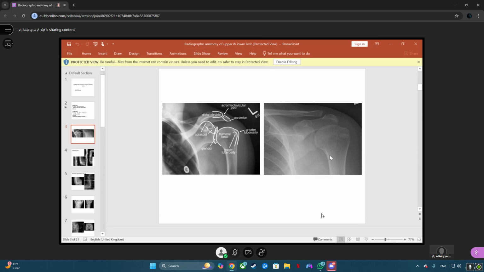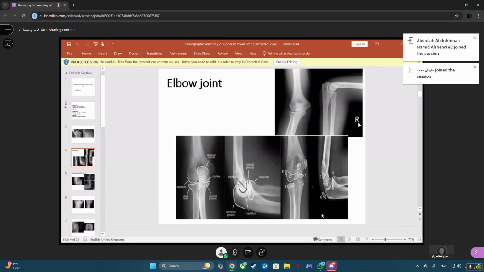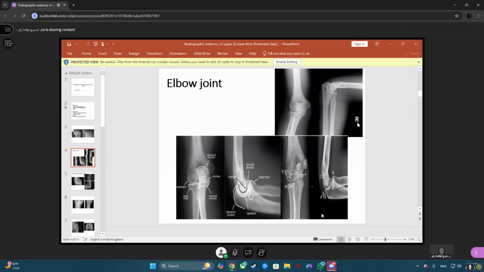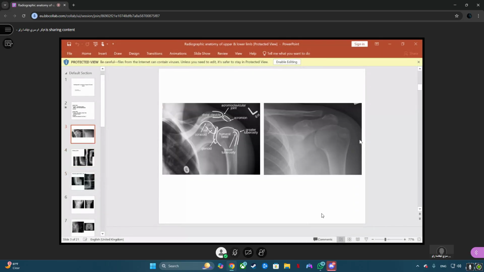See, first, whenever an X-ray comes to your hand, you try to find out which side it is. From slide number 4, you can see here they have mentioned R. R is right side. In some other slide, when we go down here, you can see it is L. L is left side. Coming back to the first slide with the diagram, here it is not mentioned, but usually in most X-rays it will be mentioned. You have to identify the side of the X-ray, right or left.